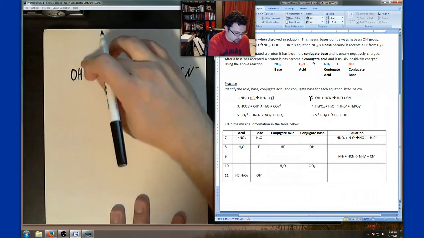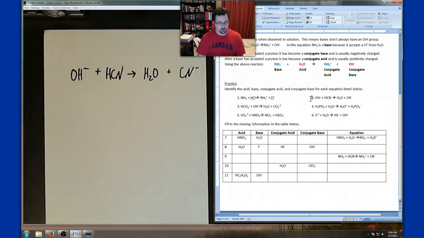Oops, I wrote a plus. That should be OH minus. Alright, so that is our equation. Now we have to identify the acid, the base, the conjugate acid, and the conjugate base.